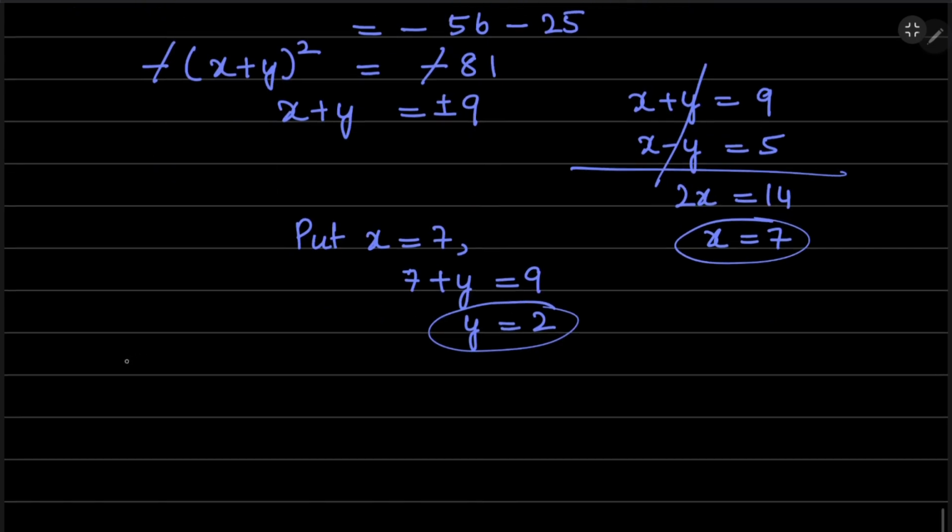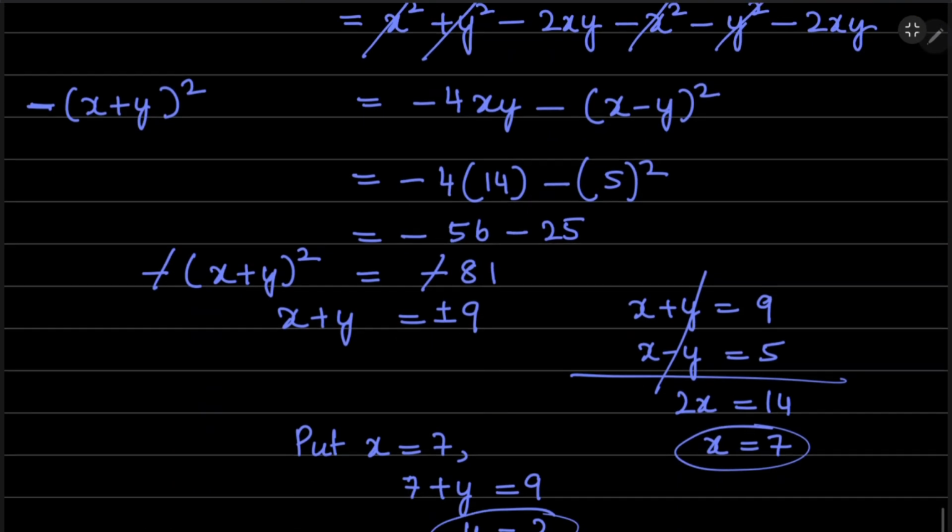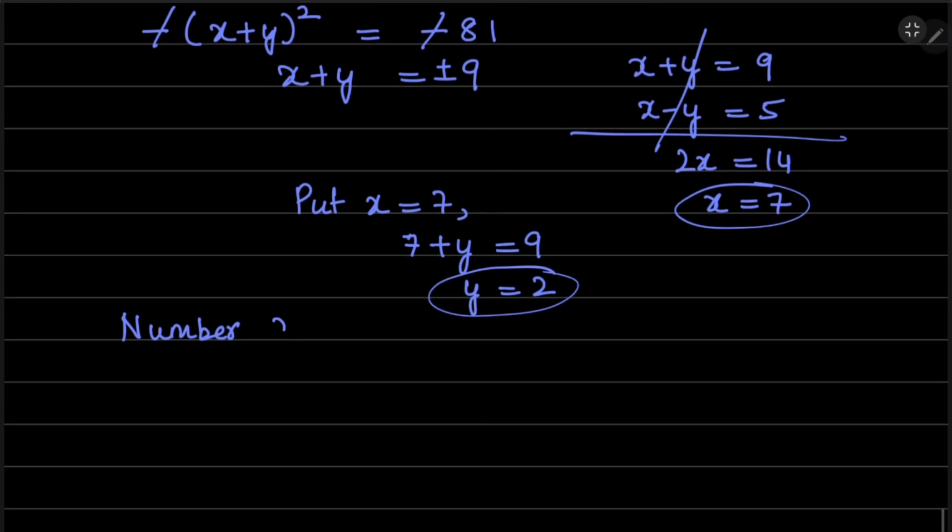So what is the original number? What's the original number that I assumed in the beginning? It is yx. So what is y? y is nothing but 27. Therefore, the required number is yx. That is, y is nothing but 2 and 7.